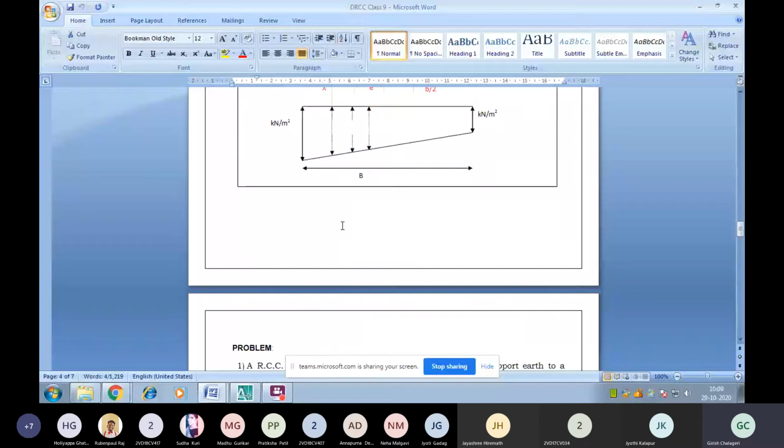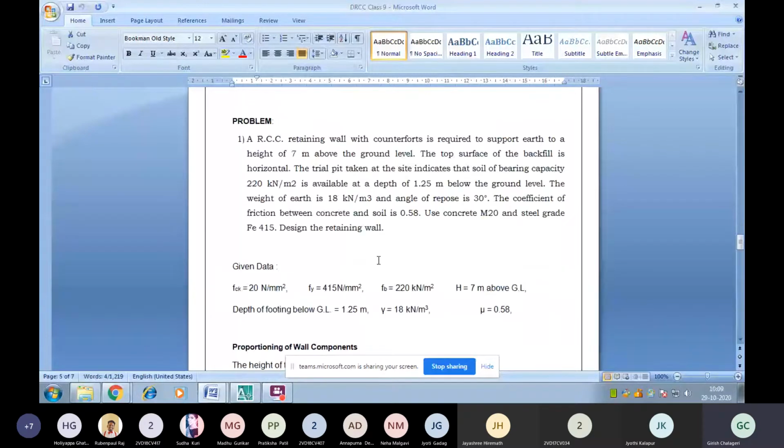Coming to today's problem, as in yesterday's class, that problem was given. Let us go to it once again. Design an RCC retaining wall with a counterfort required to support earth to a height of 7 meters above the ground level. See, the soil supported above the ground level itself is 7 meters in height. The top surface of the backfill is horizontal.